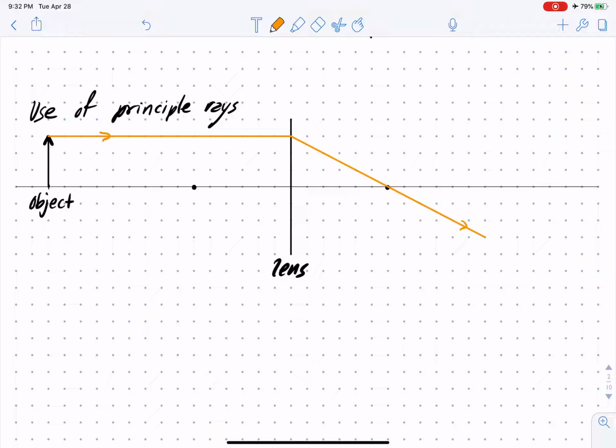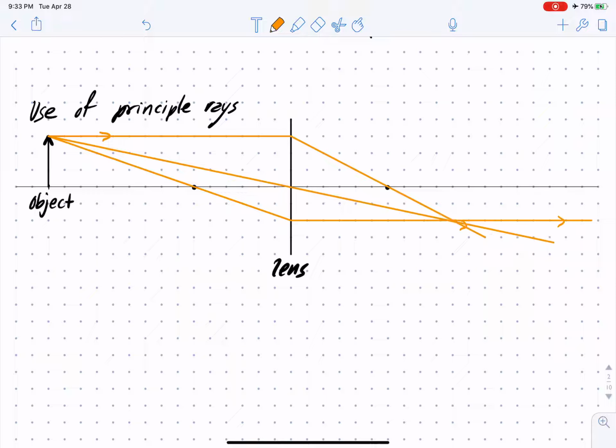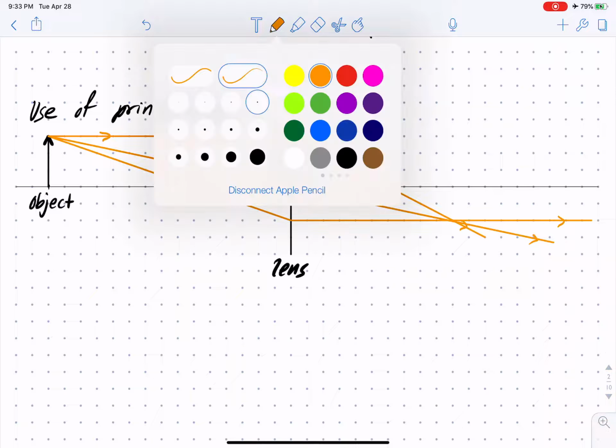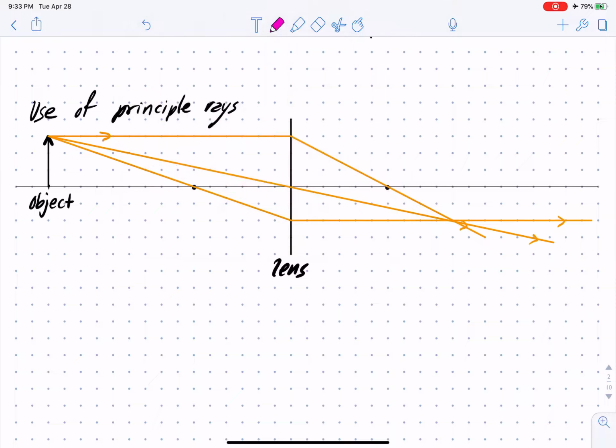Okay. The other nice one is if it came like this and came through the focal point, then we know it has to go out parallel. And then, of course, the simplest one is right through the middle. That has to continue in a straight line, like that. Now notice that all of them meet in the same place, and that's actually the location of the image.